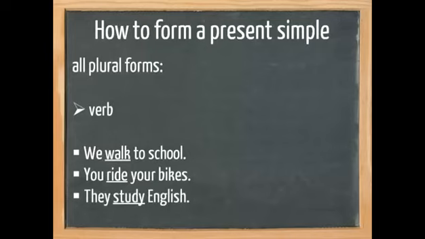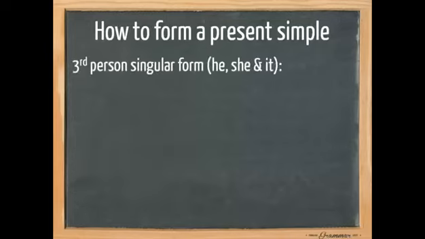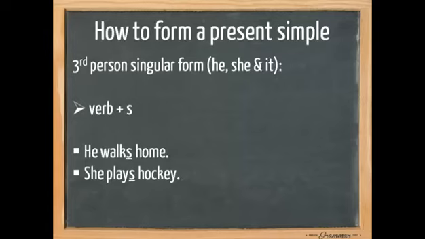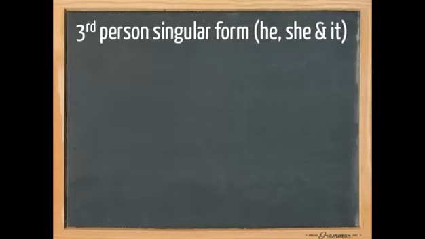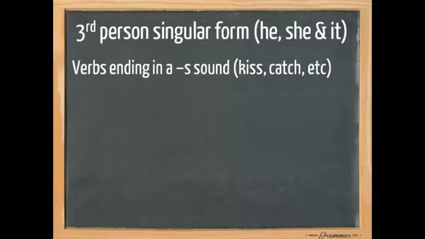They study English. For the third person singular form, he, she, and it, we do something else. We use the infinitive form of the verb, but we add an S. For example, he walks home. She plays hockey. It rains on St. Swithin's Day.